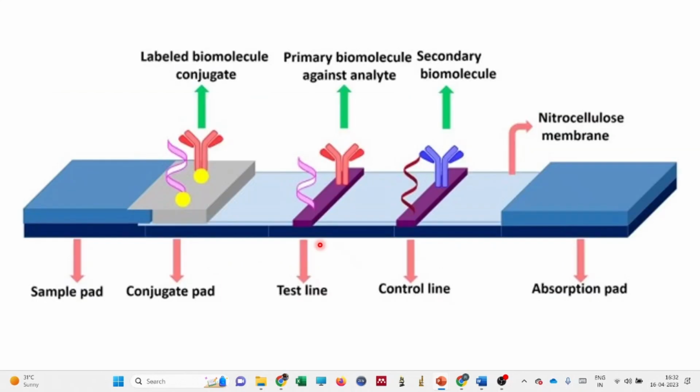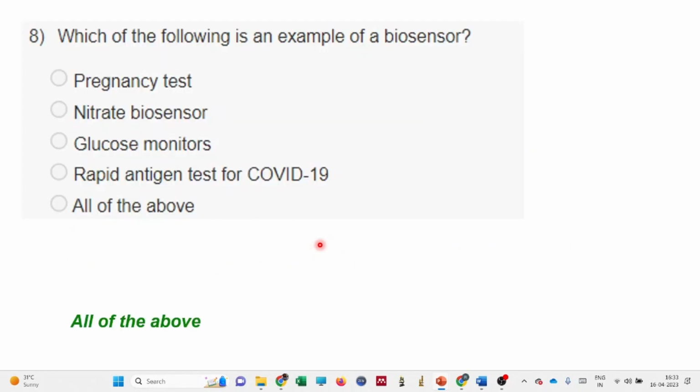A rapid antigen test for COVID-19 is also a type of biosensor. I don't know if you have used it; I have used it myself. It uses a biological component, antibodies, to detect the presence of viral antigen in a sample such as a nasal swab.